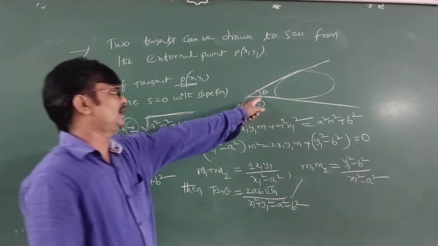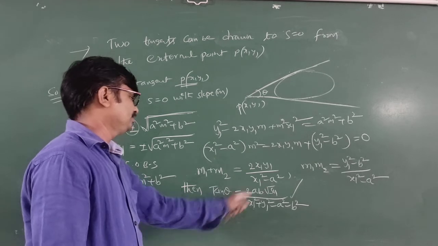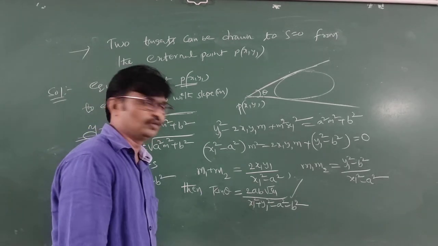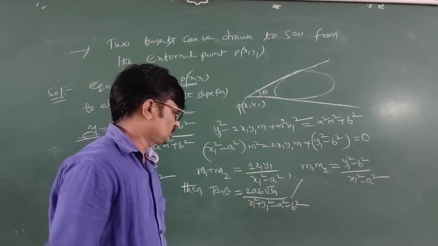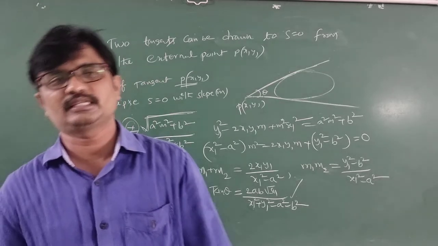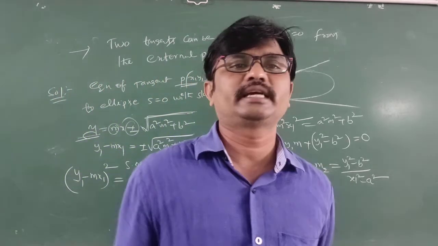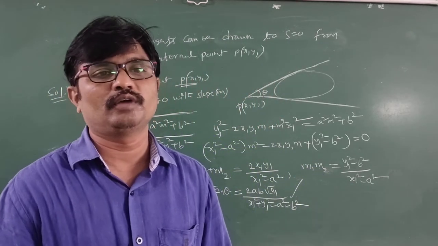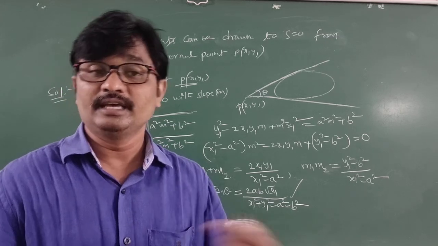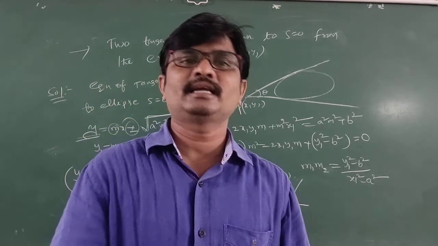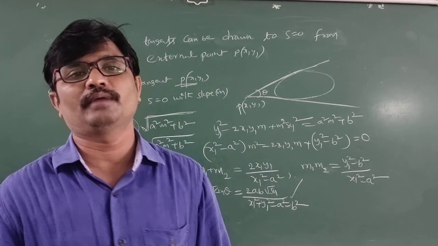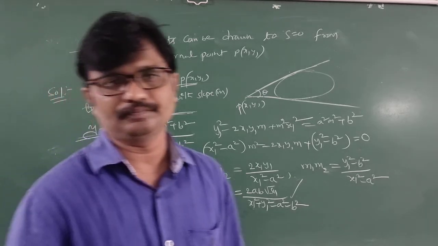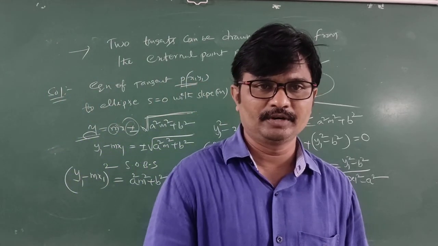If theta is the angle between the tangents, tan theta equal to 2ab into root of s11 by x1 square plus y1 square minus a square minus b square. In the circle, tan theta by 2 equal to r by root of s11. In the parabola, tan theta equal to root of s11 by mod x1 plus a. Okay students, these are the angles between the tangents.